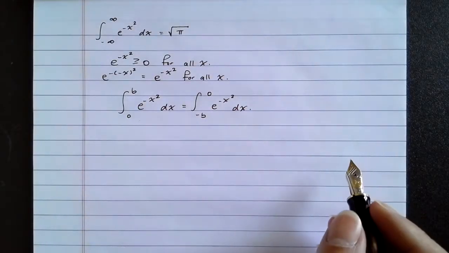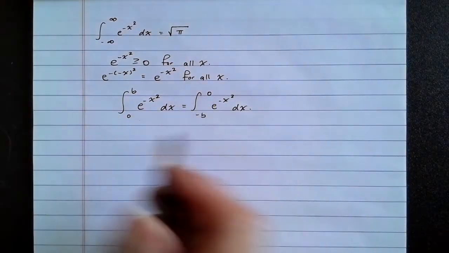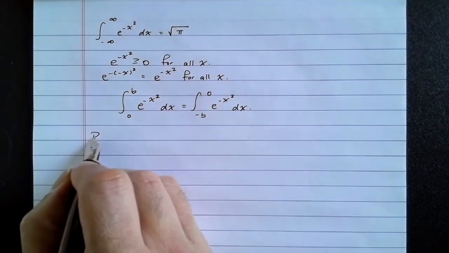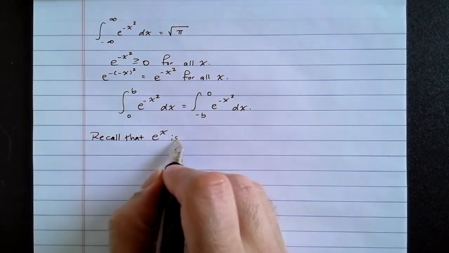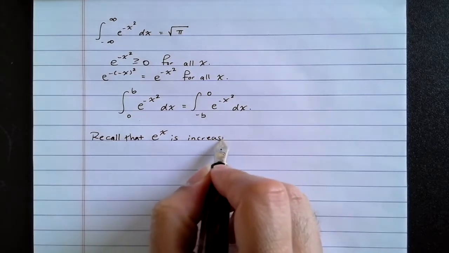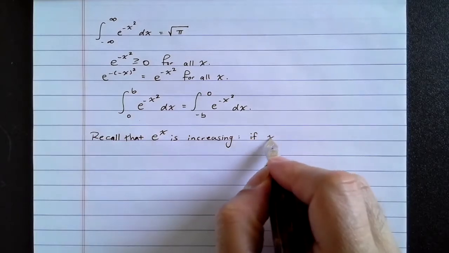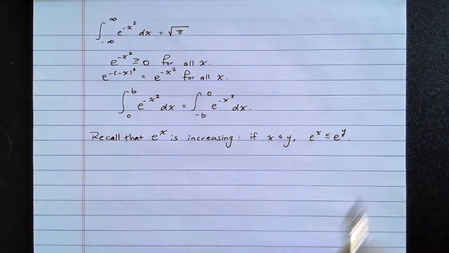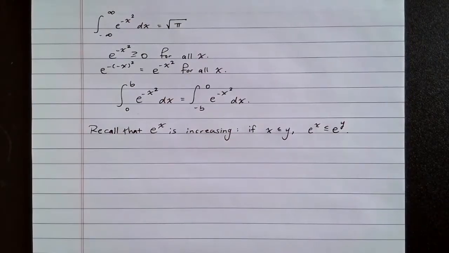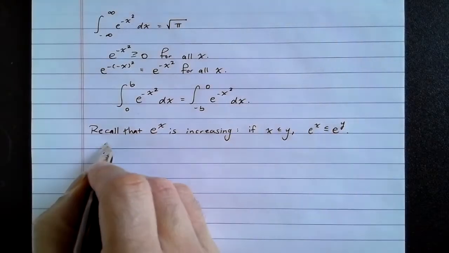So we're going to use this to show that this is a convergent integral by starting with just the positive side. And one thing that you want to recall is that e to the x is increasing, which means that if x is less than or equal to y, then e to the x is less than or equal to e to the y. So this is an increasing function, and we're going to use this to do something else.